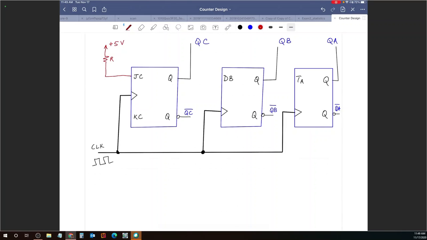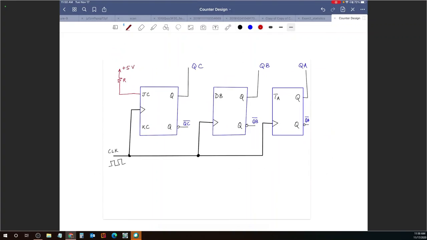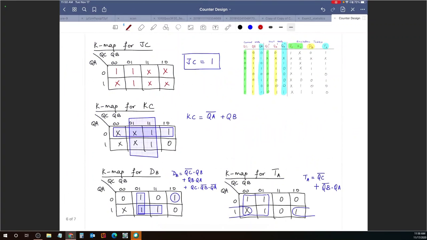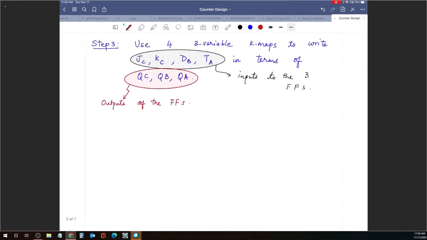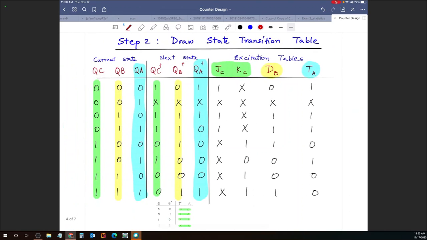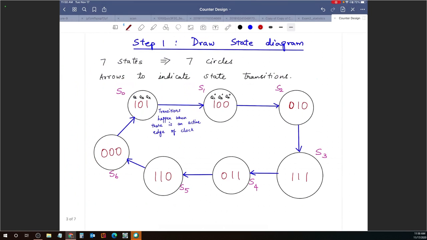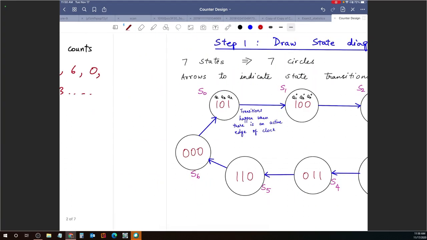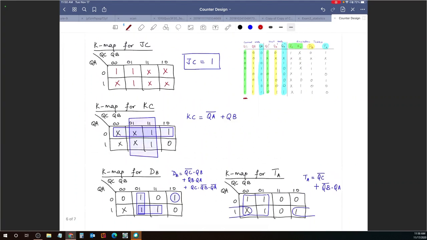Does QC still correspond to Q0 when counting, or will it correspond to Q2 due to the way it was designed? So right now QC is our most significant output. You see, QC has always been, since the very beginning, the most significant output of the counter. So Q2. All right, let's come back here.